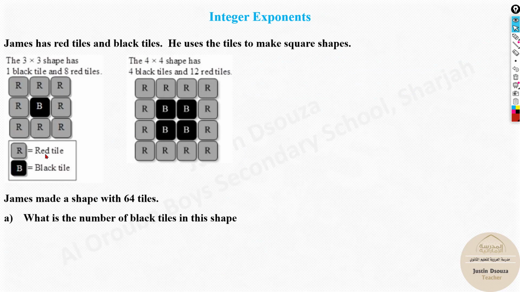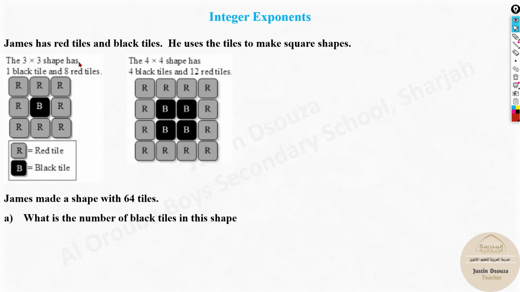Now here we have a nice, interesting question. James had red tiles and black tiles. He uses the tiles to make square shapes. So he's only making square shapes. So square will be, the sides will be the same thing. So now over here, if there is 3, this will be 3, 4, 4. Next will be 5, 5. The same thing. Okay, that's fine.